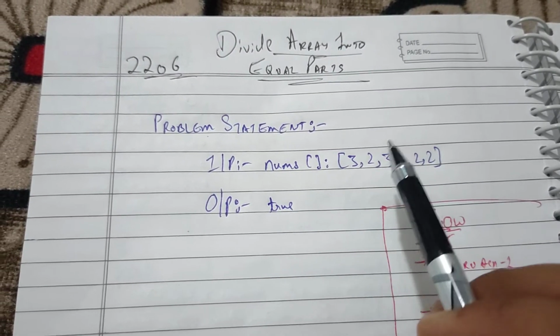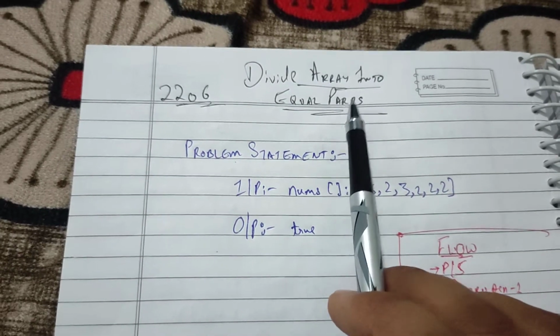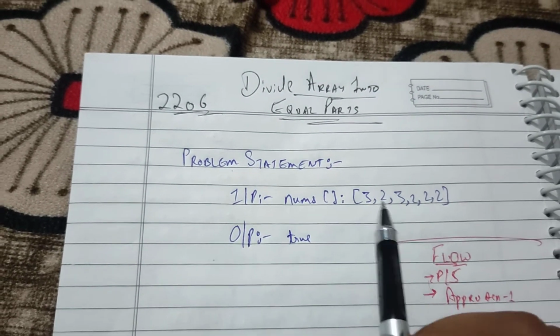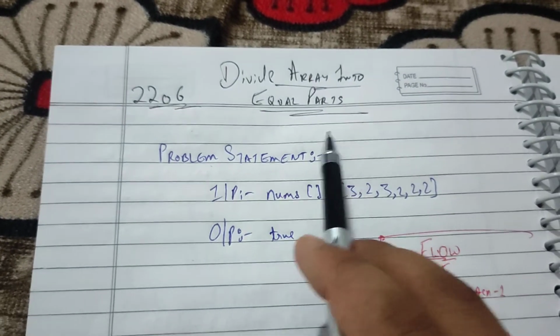So today we are going to solve another cool problem, which is divide array into equal parts. Okay, so we have to divide an array into equal parts. By the headline, by the title, you get the idea of what the problem statement is saying.